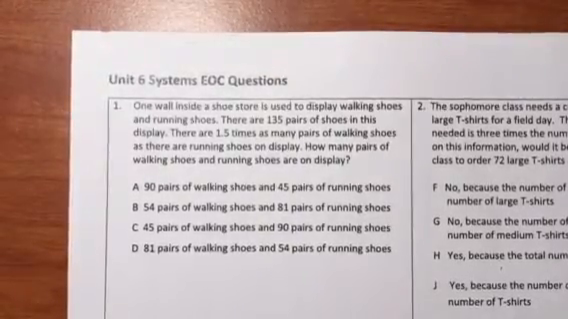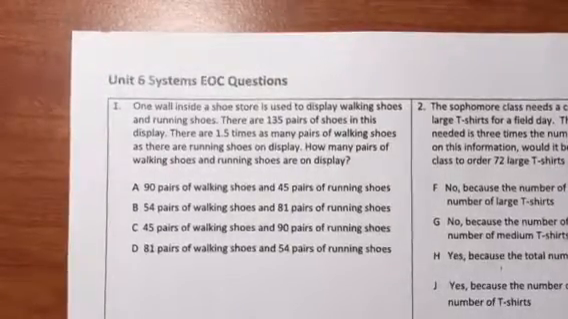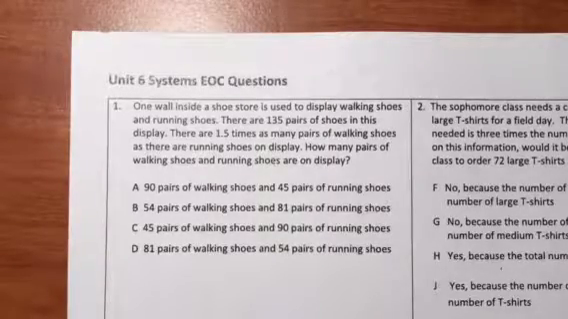So we'll spend the rest of the class period on the EOC questions for this unit. Number 1 states that one wall inside a shoe store is used to display walking shoes and running shoes. There are 135 pairs of shoes in this display. There are 1.5 times as many pairs of walking shoes as there are running shoes on display. How many pairs of walking shoes and running shoes are on the display?